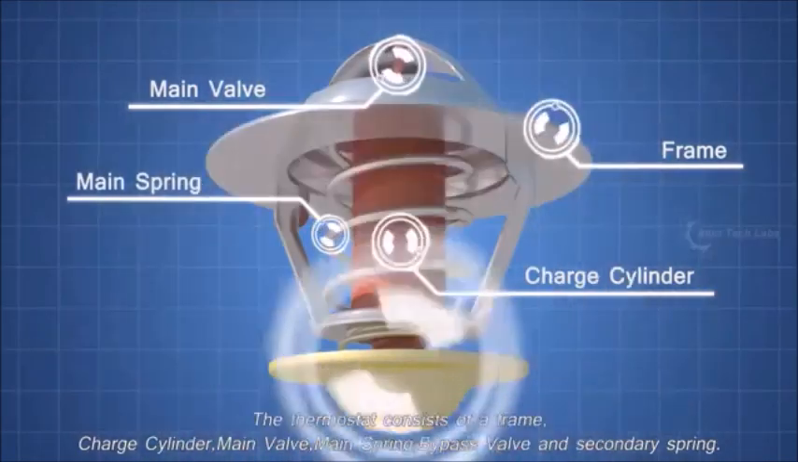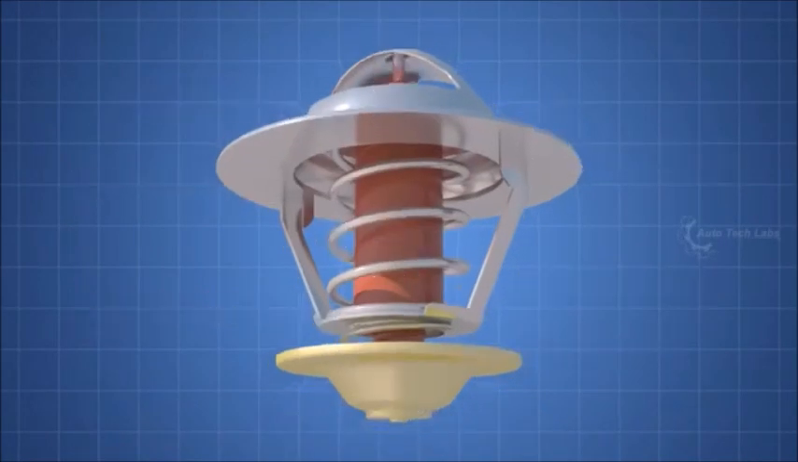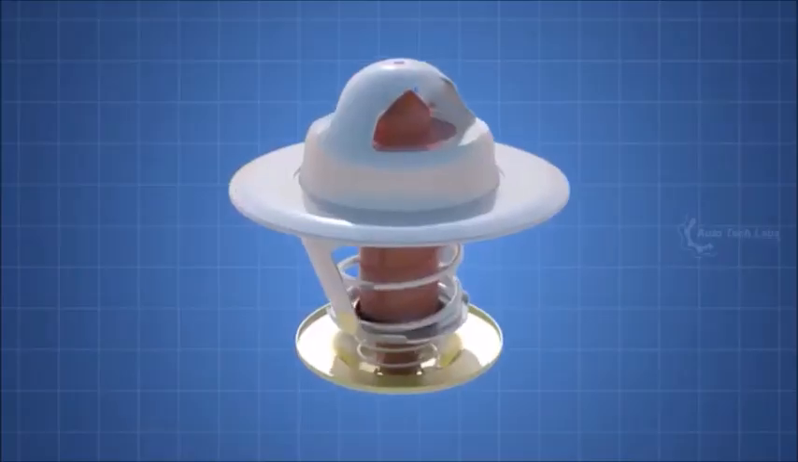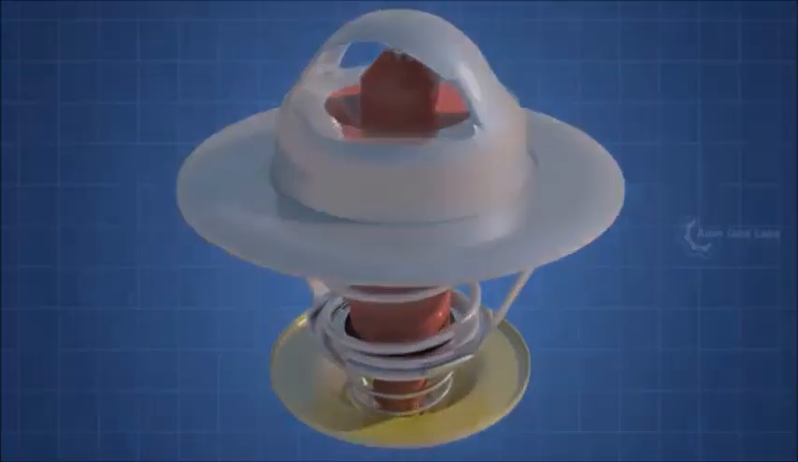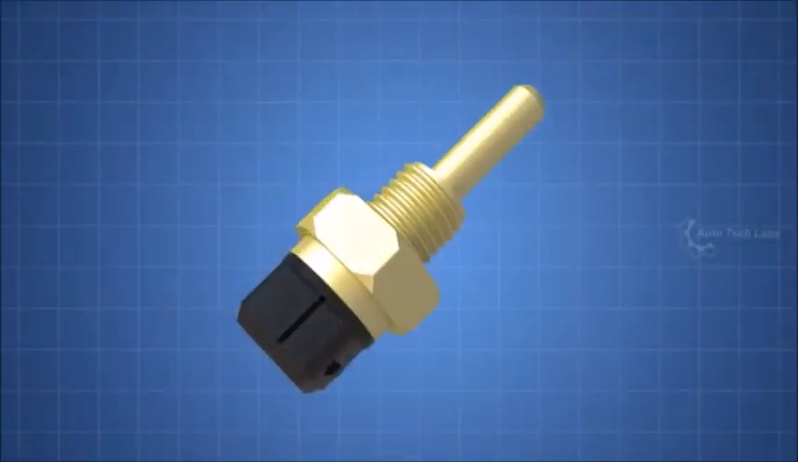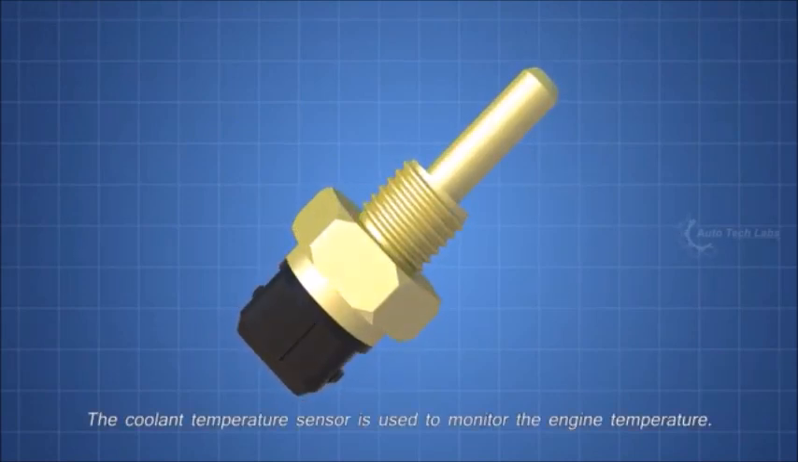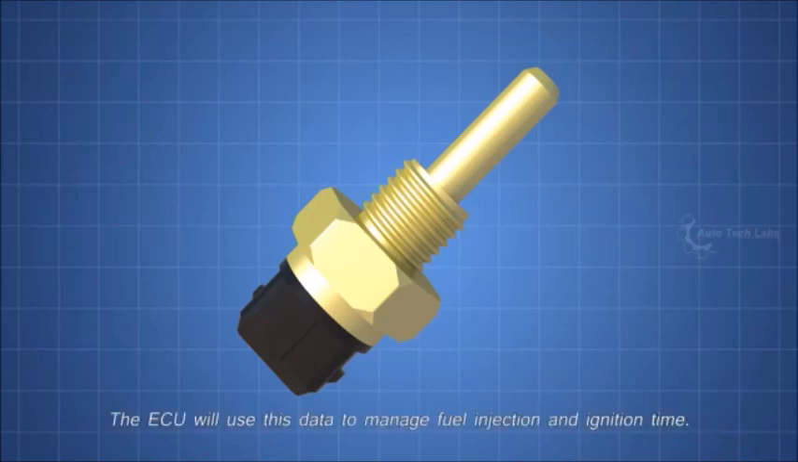Next, the thermostat. The thermostat is a valve which regulates the flow of the coolant and helps to maintain the proper operating temperature for the engine. The thermostat consists of a frame, shaft, cylinder, main valve, main spring, bypass valve, and secondary spring.